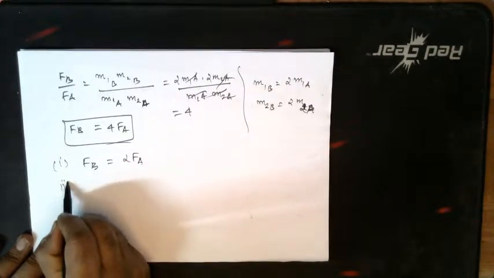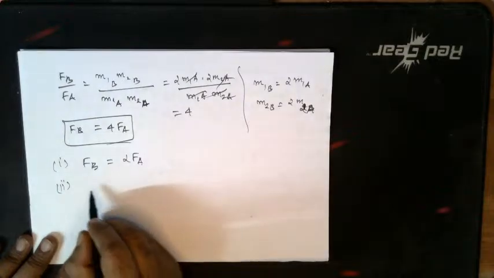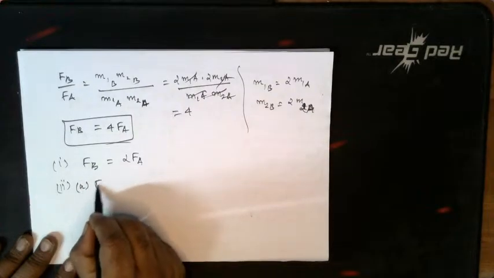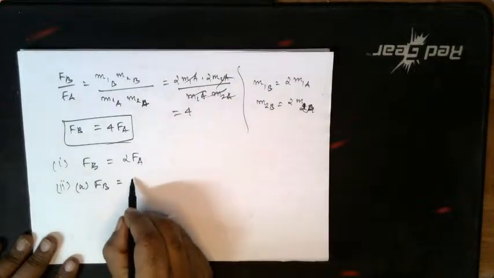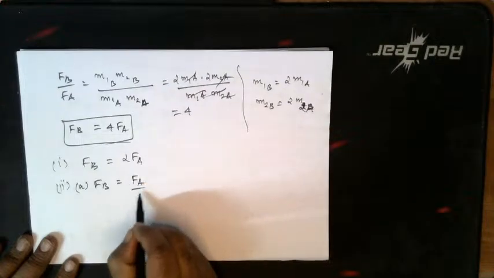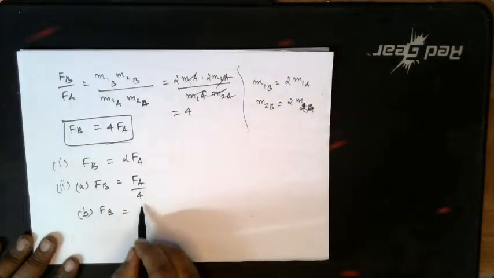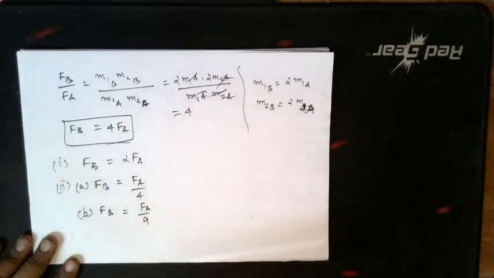What is the second answer? That is inversely proportional to A, so it becomes what? 1/4 of the, yes. So we have two cases. Case 1 means when the distance is doubled, we are able to get 1/4. It means FA by 4, correct? Yes, sir. In the second case, FB is equal to 1/9 of FA, that is FA by 9.